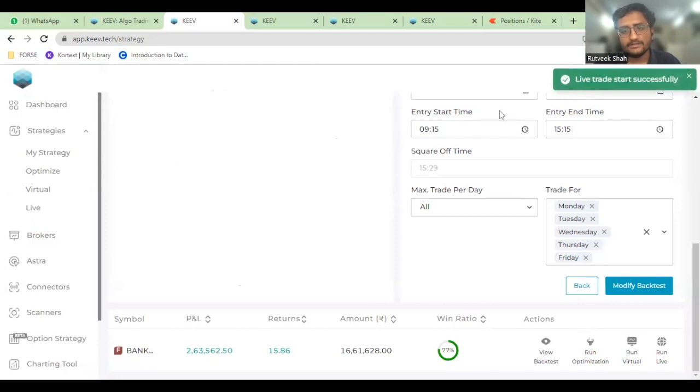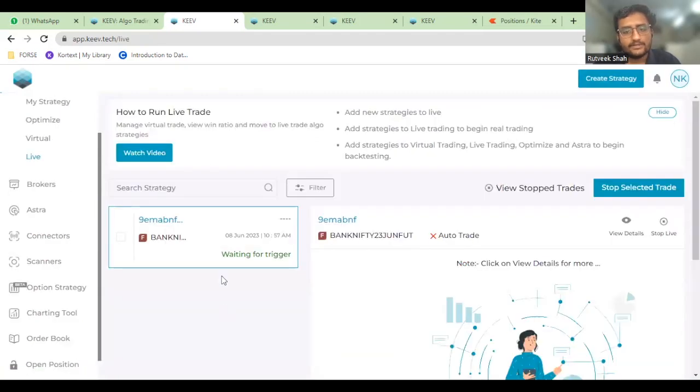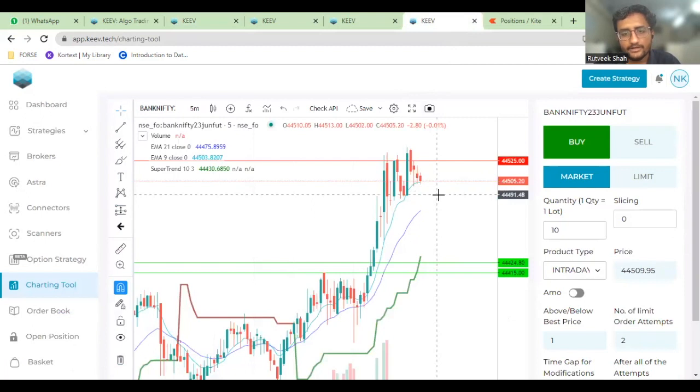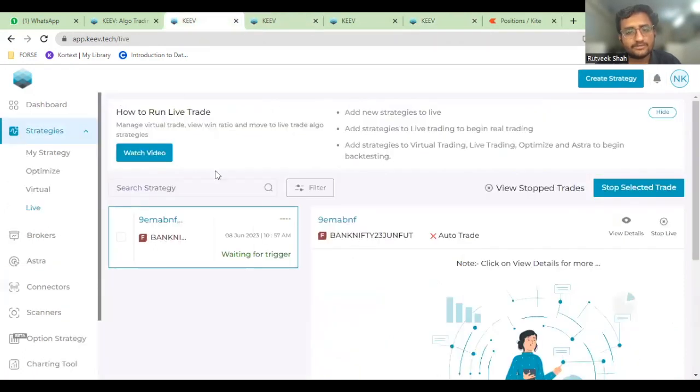Live trade has started successfully. You can see from the strategy live part here that it is currently waiting for its trigger. As you can see from our chart here, there is a small possibility that it will be triggered with this candle or the next few candles. So we'll keep this on till this call sell is triggered. Till then, we'll recheck our position, view details.